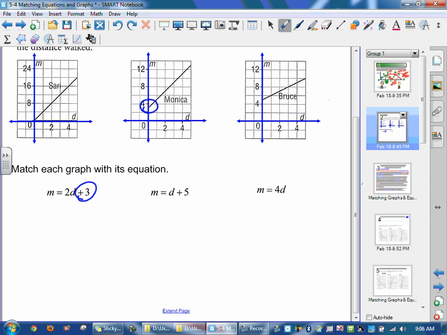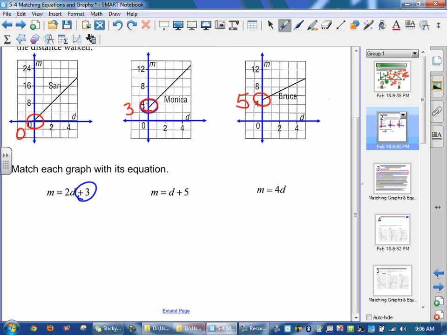So we're going to match our graph. What you should be doing is circling all their start points. Here's the start point. His start point is 3. His start point is 0. What's this start point? 5. Now, if they've all got different start points, we can match them very easily.